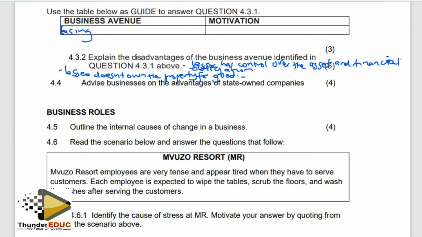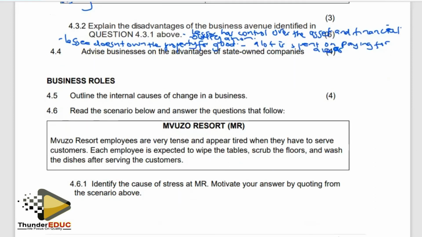A lot is spent on paying for a lease. It could be monthly or annually. This is too much. It is very hectic. It's not good. Sometimes some businessmen fail to meet their debt obligations and they find it so difficult.